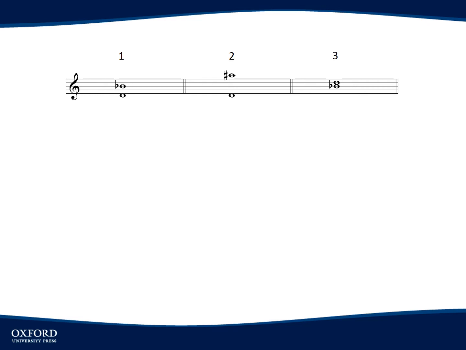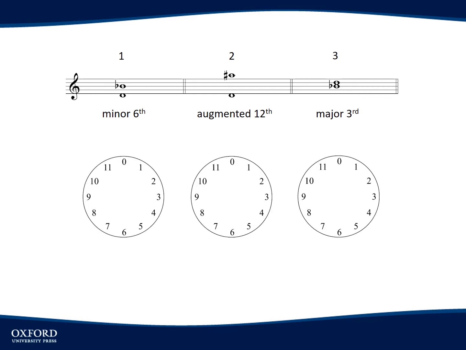Here's an example. I'm going to show how these three intervals, despite register and spelling differences, are actually all the same interval class. Using diatonic intervals, number 1 is a minor sixth, number 2 is an augmented 12th, and number 3 is a major third. One method for finding the interval class between the two notes is to count the shortest distance from one note to the next on the clock face.